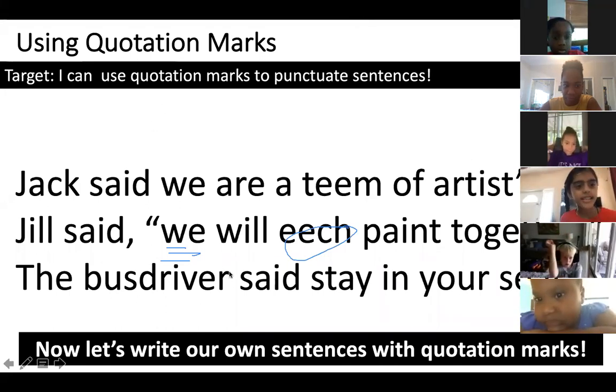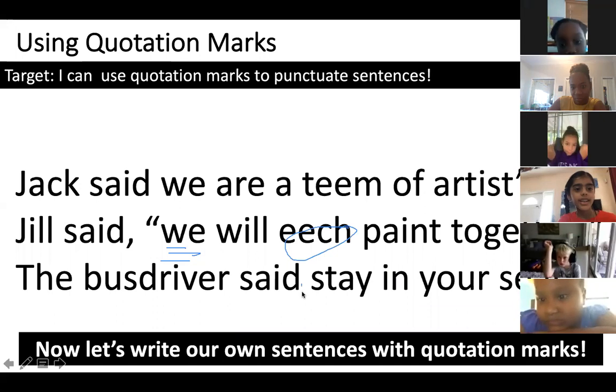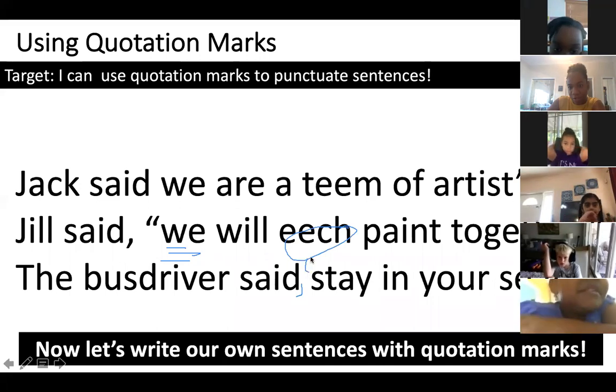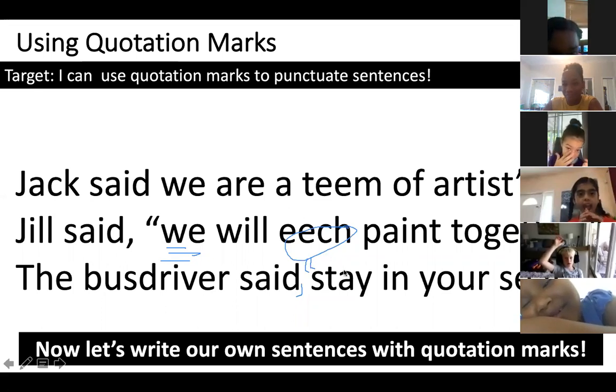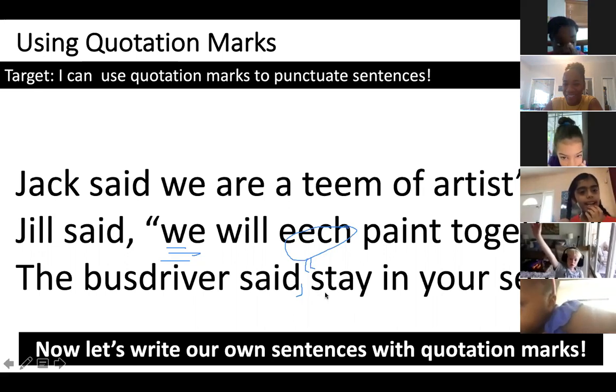Beside said needs to be a comma, and after the comma needs to be a punctuation mark. Okay, quotation mark. What else? And at the end needs to be a quotation mark. Very good. Anything else? The S on stay needs to be uppercase.